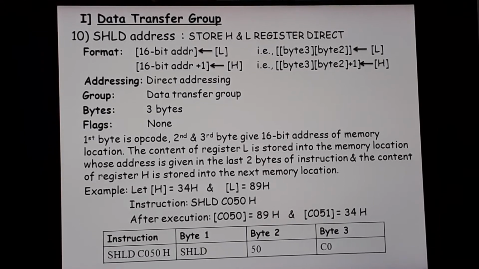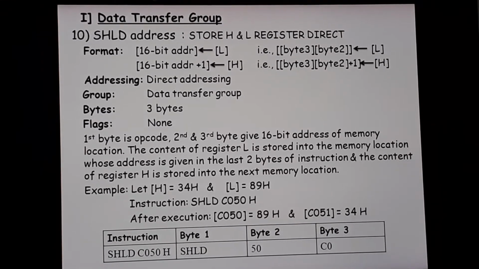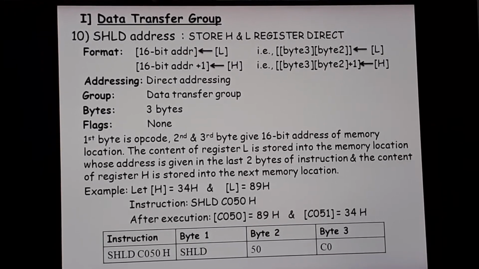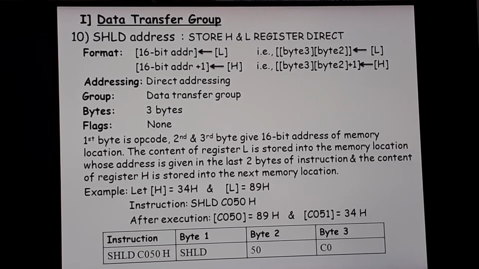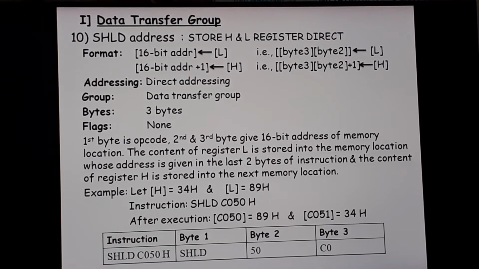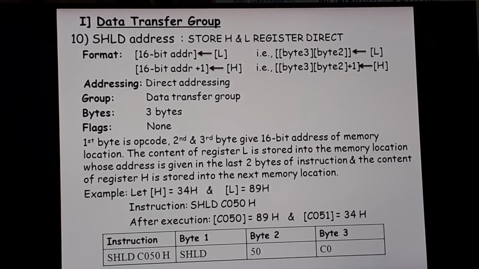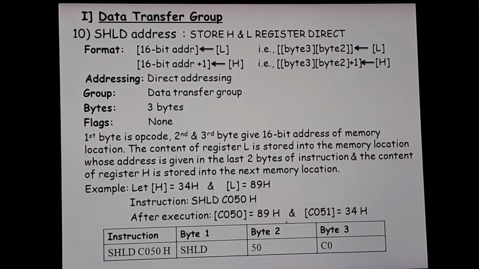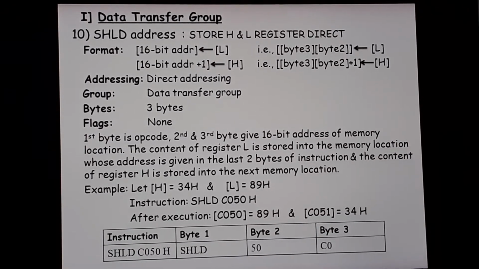So after executing this instruction, C050 will be equal to the lower order data, that is 89H, and C051 will be equal to 34H. Now you all understood this example. This example was a little easier as compared to the previous example.